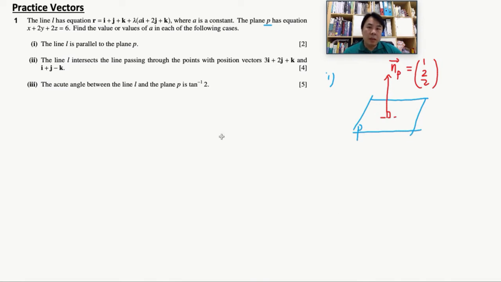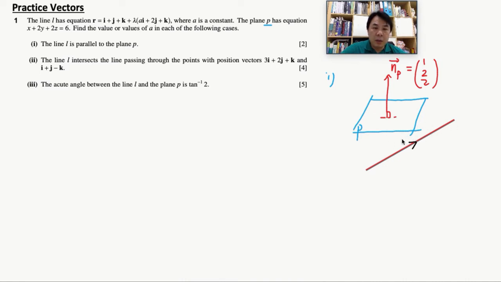Next is the line. The line is given by this equation here, and the line also has a direction. Here it says that the line is parallel to the plane, so we're going to draw a line there. It can be any line you like to imagine. So let's assume that the line is parallel to this plane here.